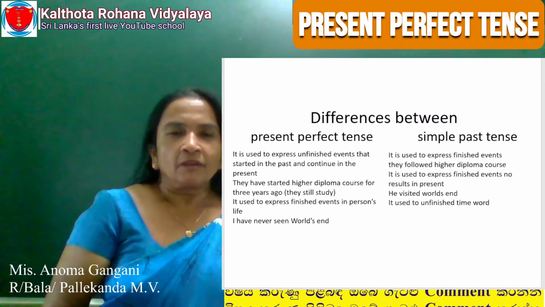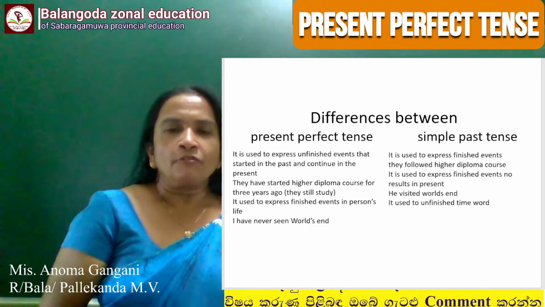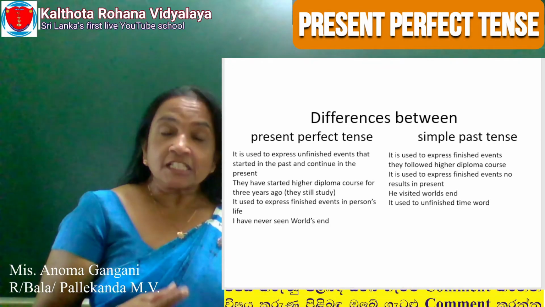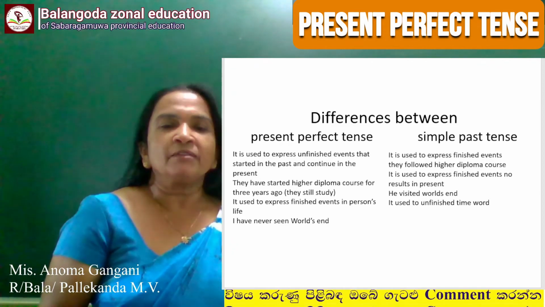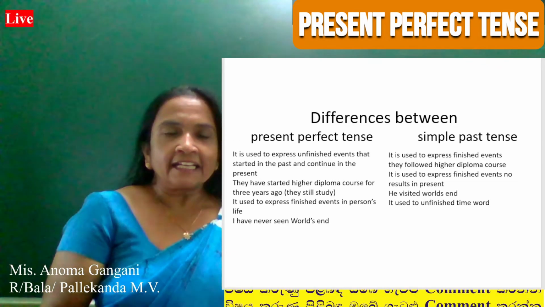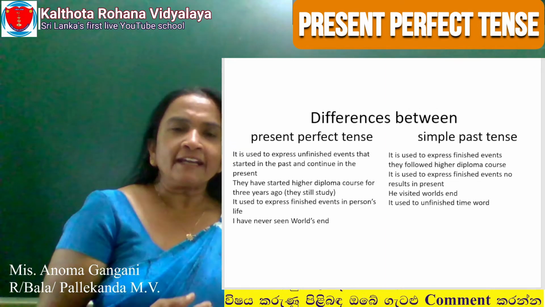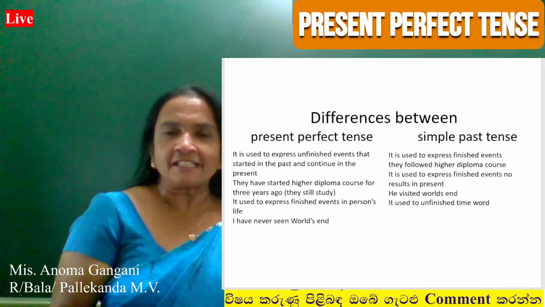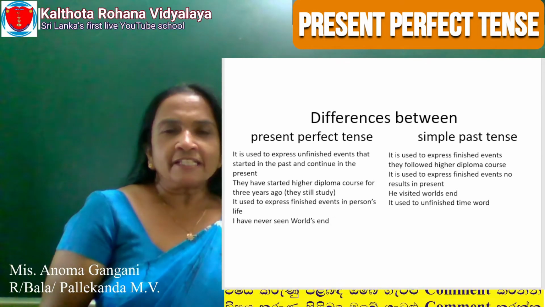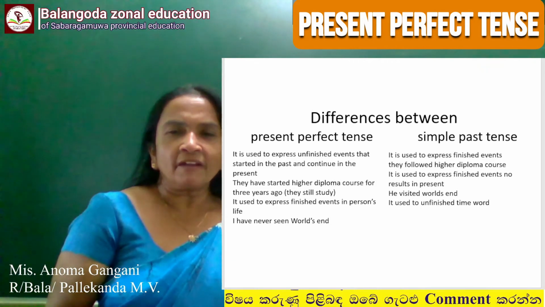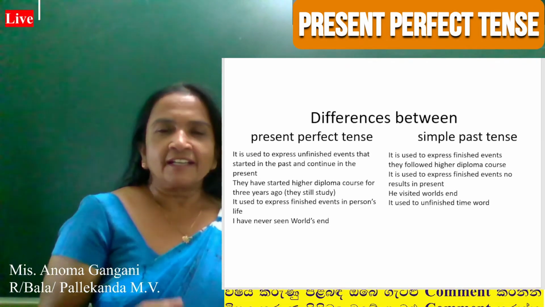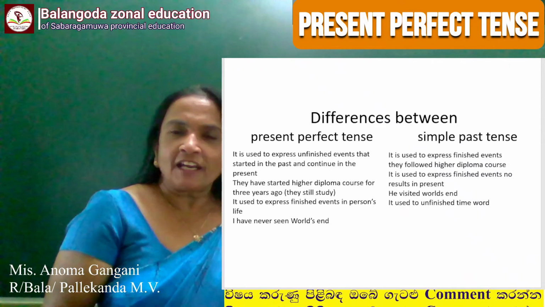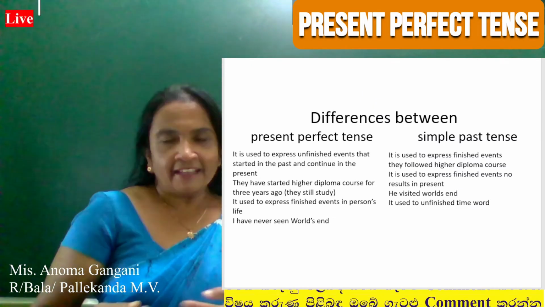Then next point, right? It is used to express finished events in a person's life. පුද්ගලෙක්ගේ ජීවිතයේ කරපු දෙයක්. එයා කරපු දෙයක් තමයි මේකෙන් සඳහන් කරන්නේ. Right? Finish. ඉවර කරලා තියෙන event එක in person's life. Here that one, he visited, no results in present. This one is used to express finished event. No results in present. What is meant by that? Event එක finish කරලා තියෙන්නේ. ඒ වුණාට result එක ගැන දැන් අපි කතා කරන්නේ නැහැ.